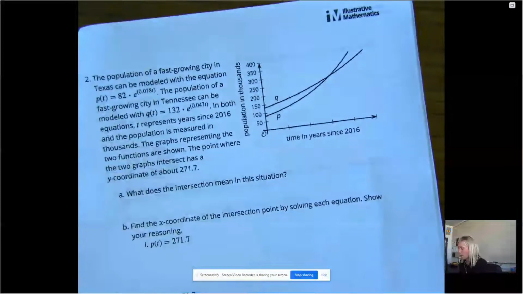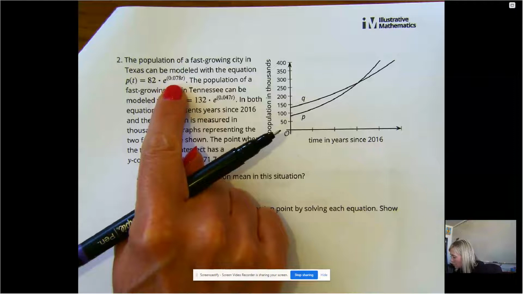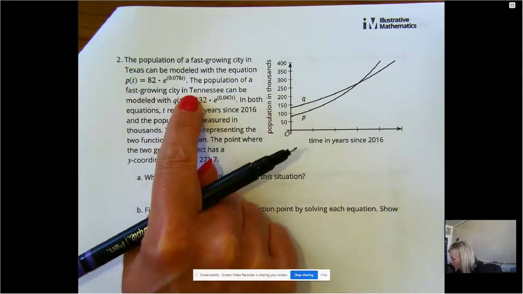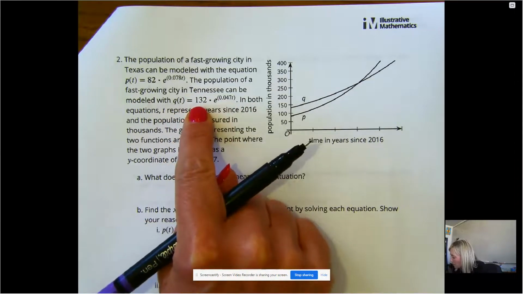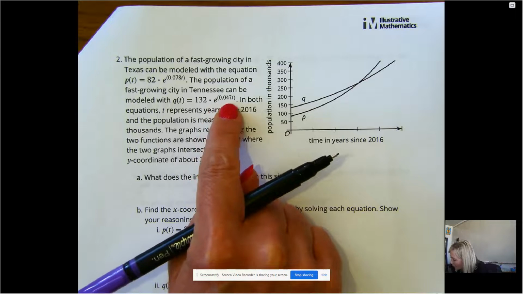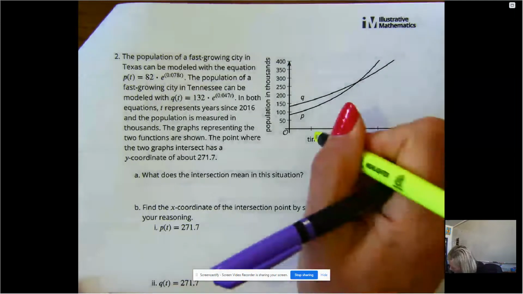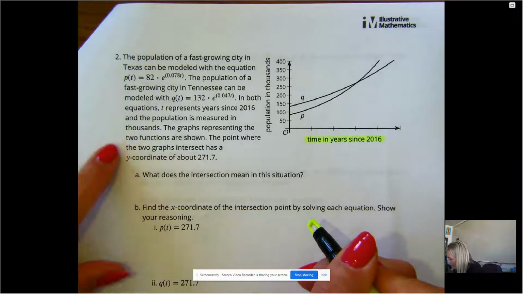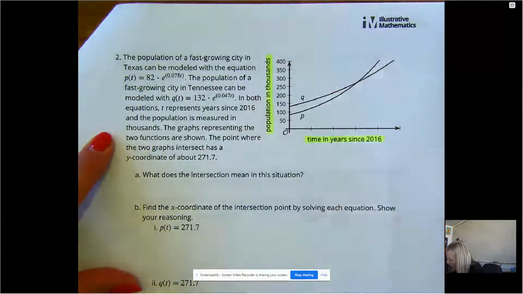All right, number 2. The population of a fast-growing city in Texas can be modeled with the equation P of t equals 82 times e to the 0.078t. The population of a fast-growing city in Tennessee can be modeled with Q of t equals 132 times e to the 0.047t. In both equations, t represents the years since 2016, so that's on the horizontal axis, and the population is measured in thousands. So we see on the vertical axis population in thousands.